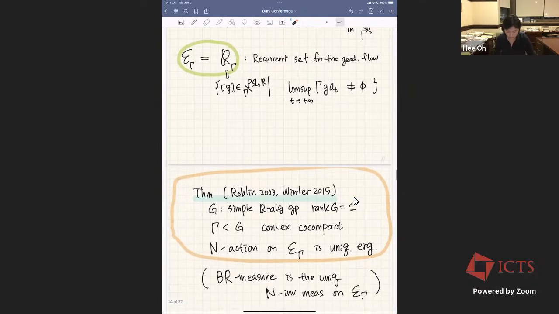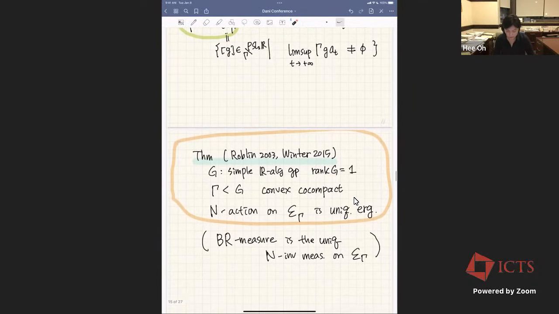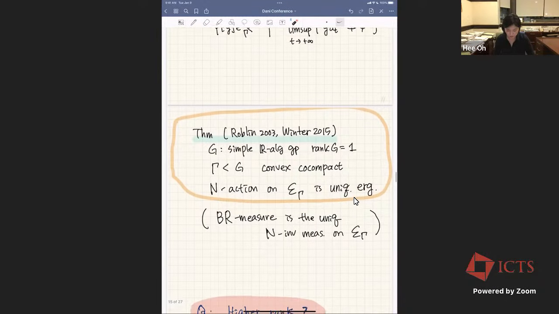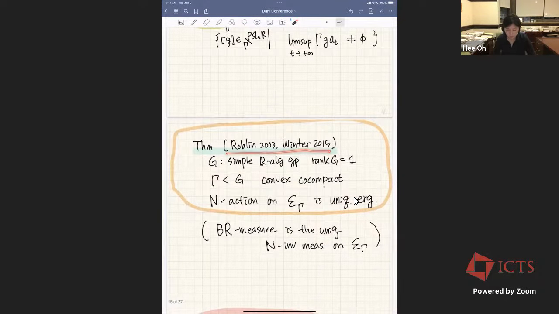Okay. So in fact, using this, this property also holds for any rank 1 group. It's a theorem by Roblin and Winter that in any semisimple real algebraic group of rank 1, there's a notion of convex cocompact group, and if gamma is convex cocompact, then the N action on E sub gamma is uniquely ergodic. Okay. So it's the same: we again have the unique gamma conformal measure on the boundary, and then one defines the Burger-Roblin measure, and then using this recurrence property, they can show that this Burger-Roblin measure is the unique N invariant measure supported on this set E sub gamma.